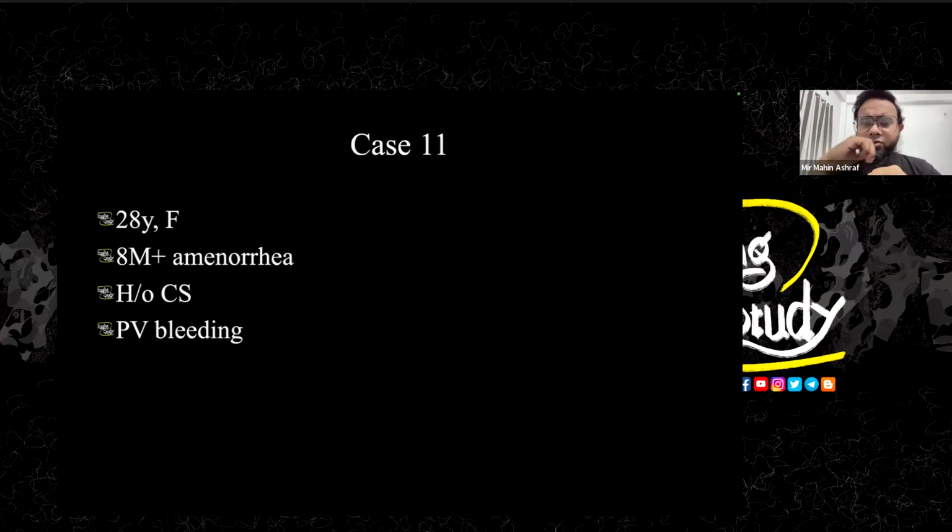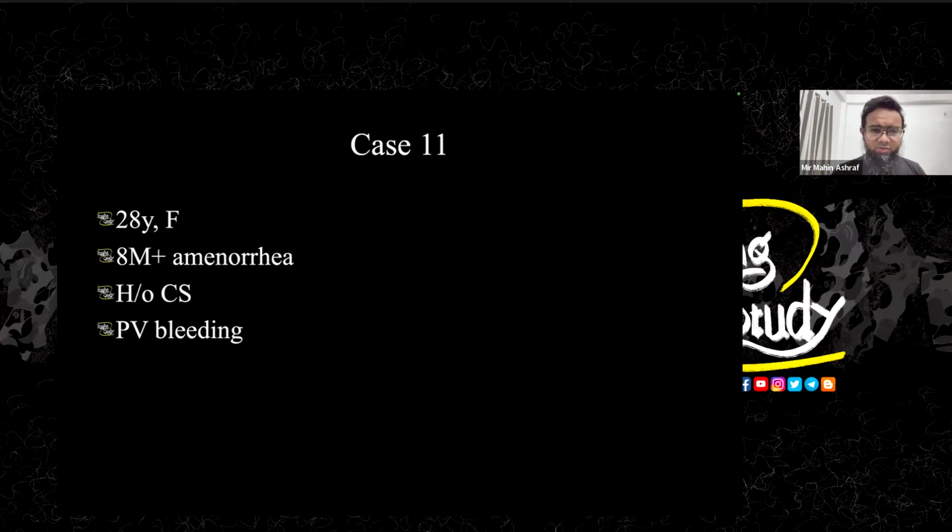So case number 11. Now, this is a 28-year-old female patient with 8-month plus amenorrhea. Fortunately, we are getting a pregnant patient right now. There was a history of cesarean section, so there might be something bad coming. There is a history of PV bleeding also.